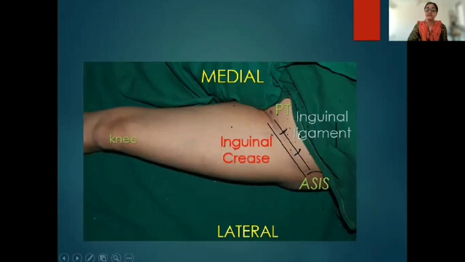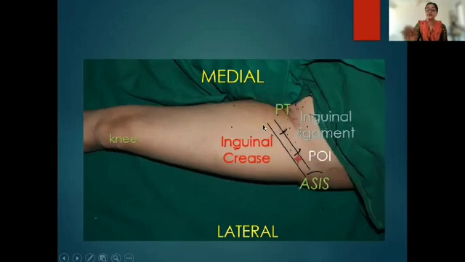Now divide the inguinal ligament into 3 equal parts. Okay. Now where is your point of needle entry? That is at the lateral 1/3 and medial 2/3 junction of the inguinal ligament. Just a few millimeters or 1 centimeter beneath that lies your point of needle insertion.